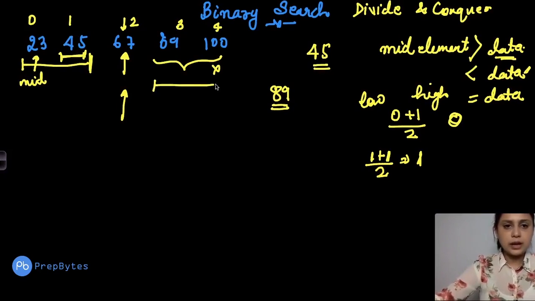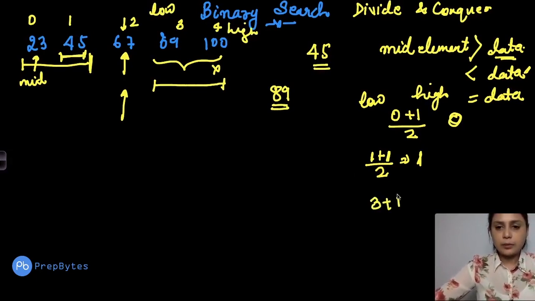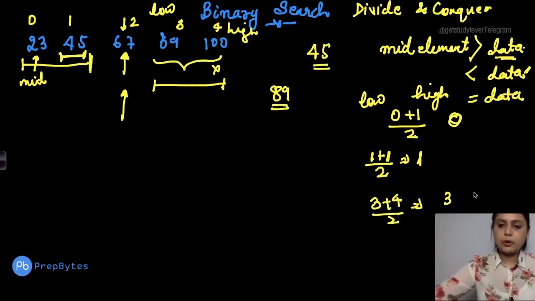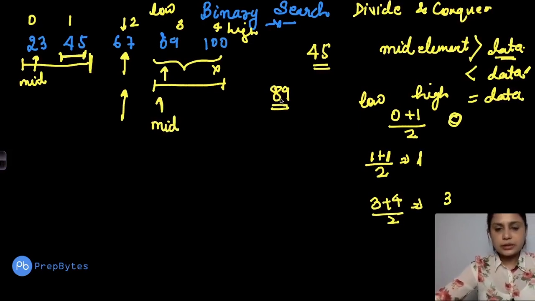Now I will go ahead. Now this is my array. This is my new low. This is my new high. So what is going to be my mid? It is going to be (3 plus 4) by 2, which is going to be 3. We will always take the integer, so we'll take the floor value. So now this is my mid at this particular point. And now we see that this element is equal to this particular element, so we will simply return this particular index. So this is how binary search works.